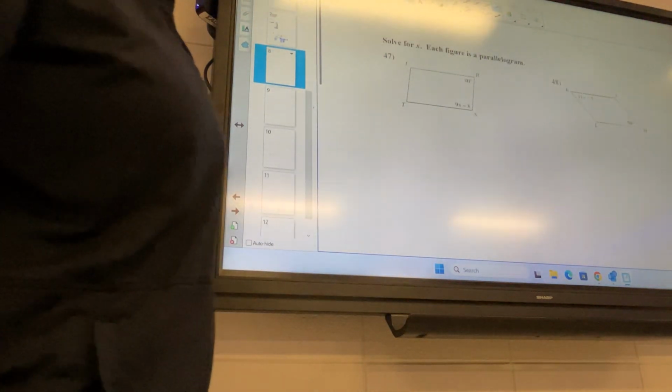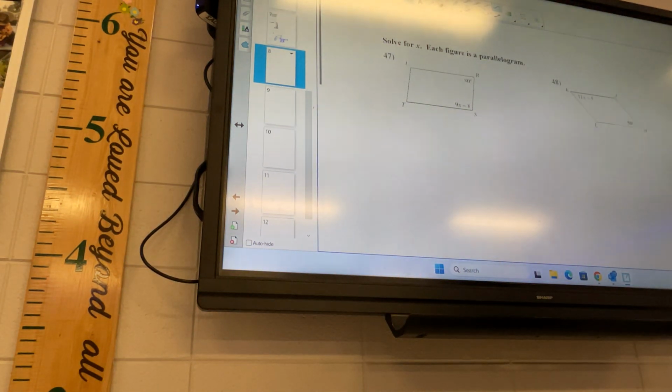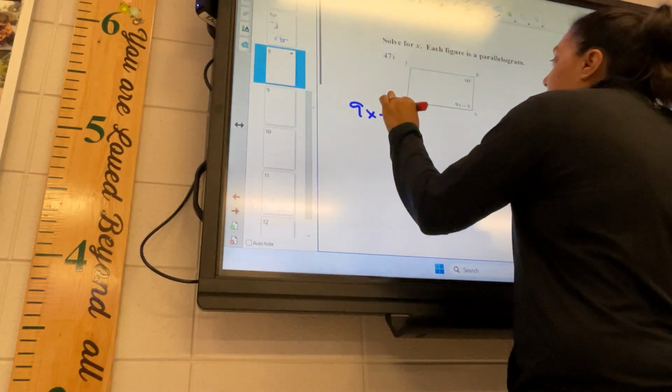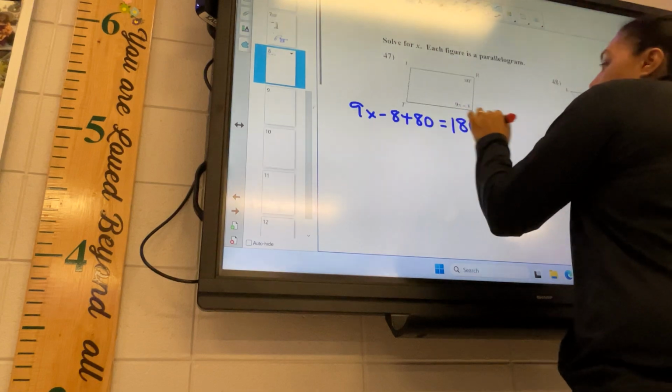Okay, 47. Are those same sides or opposite corners? Same sides. So are we going to add them together or set them equal? We're going to add them together. So we got 9x minus 8 plus 80 equals 180.